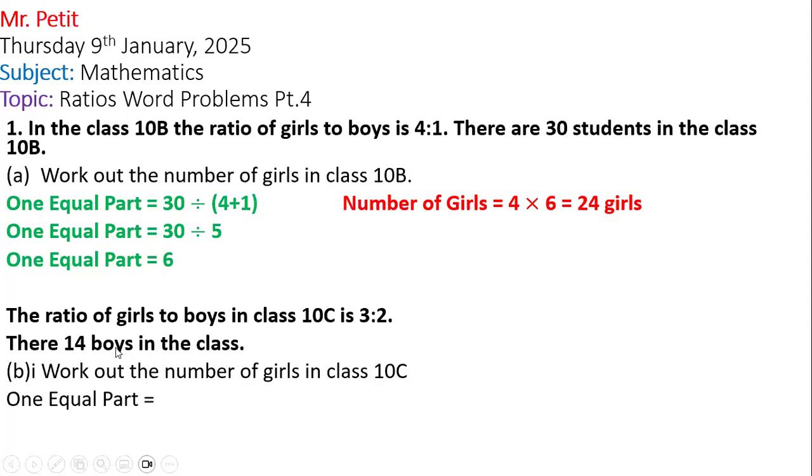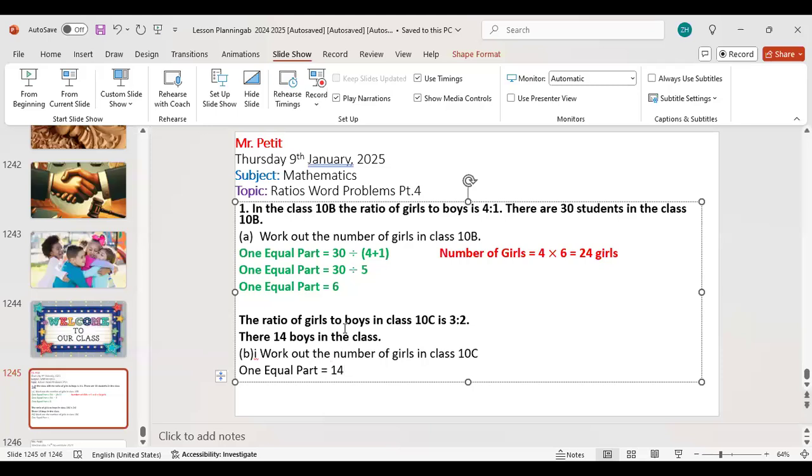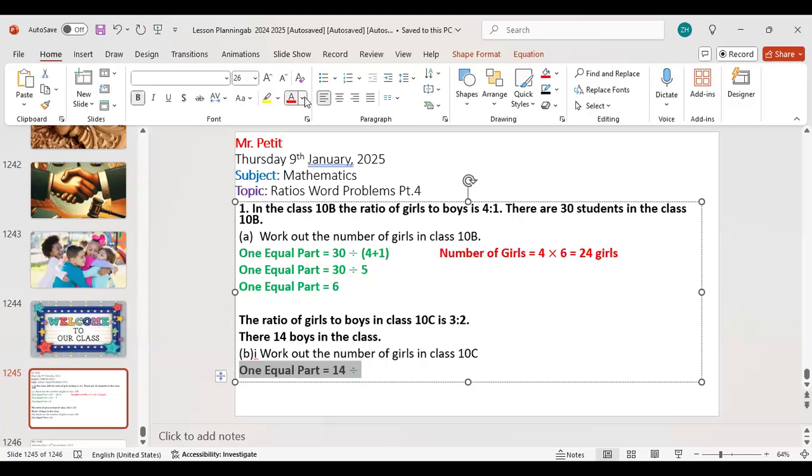In order to find one equal part, the same way we did with the coffee beans, you have to take 14 and divide it by the number of equal parts for boys. And the number of equal parts for boys is what? It's 2. So therefore, the one equal part is 14 divided by 2. Do you all understand that? Let me know if you all understand that. Who does not understand why I did 14 divided by 2? Let me know, please, if you do not understand.